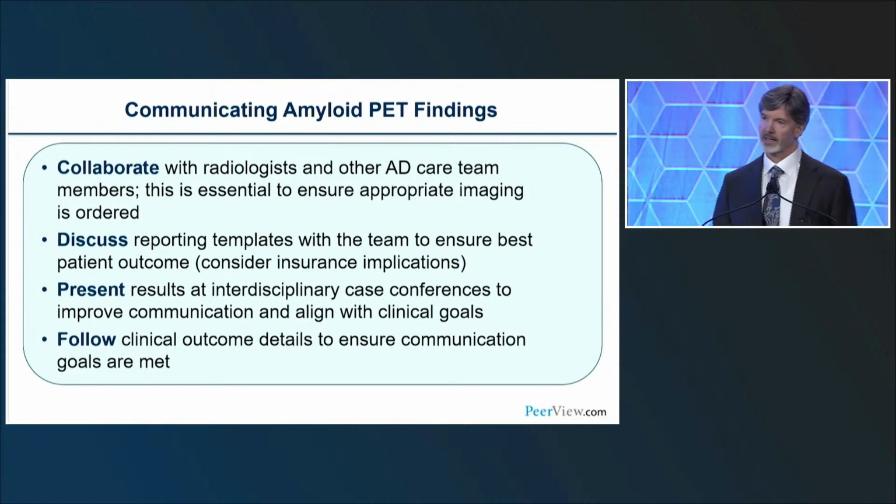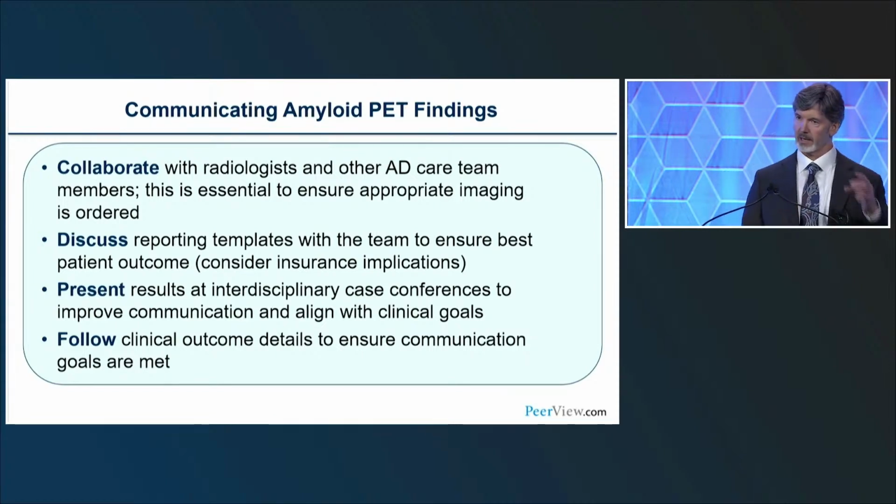Communicating amyloid PET findings. It's very important as we start out in this imaging that we link up with our clinical teams, that we collaborate and make sure that the right imaging is ordered. I want to discuss templates with the care team, make sure that they have what they need. There are some insurance issues that happen if you say the wrong thing on the result. Right? If it's an amyloid positive scan and you say Alzheimer's disease, that word is picked up by search paradigms, and you may have problems with people getting insurance issues.